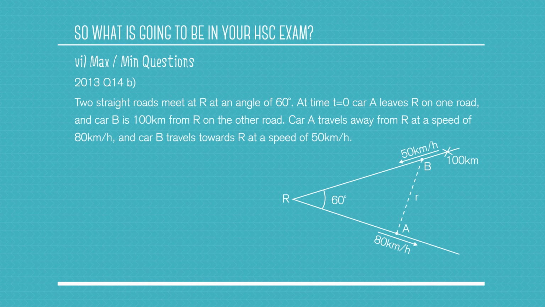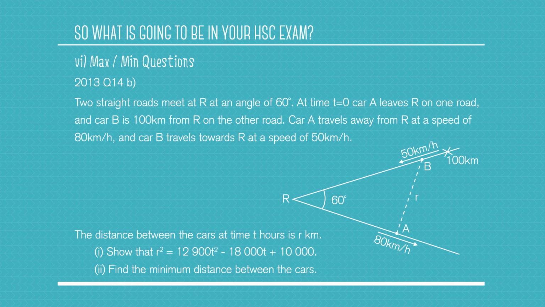In 2013, question 14, we had an example of a max-min question where we had 2 people driving cars, one starting from a point 100 kilometres away, the other one starting at R and moving. And part 1 of the question says, show this result: R squared equals that expression. Part 2, find the minimum distance between the cars. So I see the word minimum and I'm automatically thinking of those steps before. Differentiate, equal to naught, sub in to show it's a minimum.